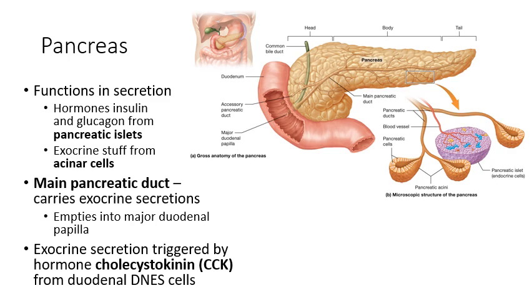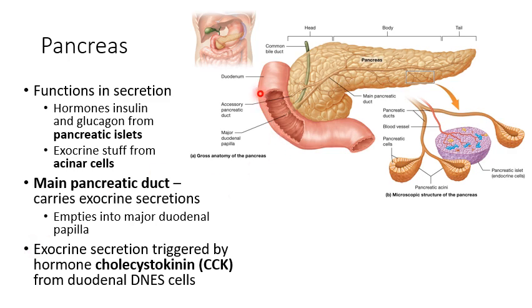So each of those acinar cells is going to be releasing its secretions into these ducts called pancreatic ducts, which will merge together to form a large main pancreatic duct that is actually carrying those secretions all the way to the major duodenal papilla. And the primary way that those secretions are triggered is in response to the hormone cholecystokinin, or CCK, which is released by DNES cells in the small intestine.